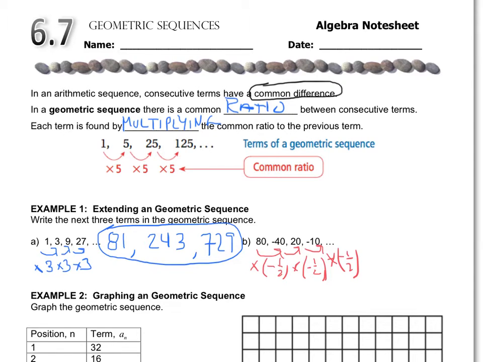Okay, so then my next 3 terms, negative 10 times negative 1/2 is a 5, and then the next term is going to be negative 5 over 2. You don't need to make it 2.5, and then my next one is back to a positive 5/4. So you just got to keep noticing how the sign was changing back and forth.